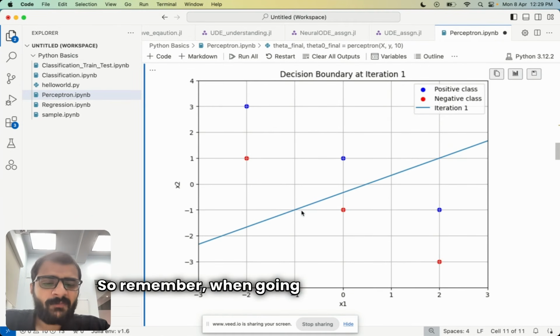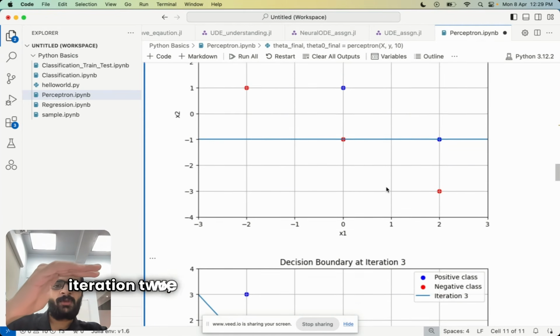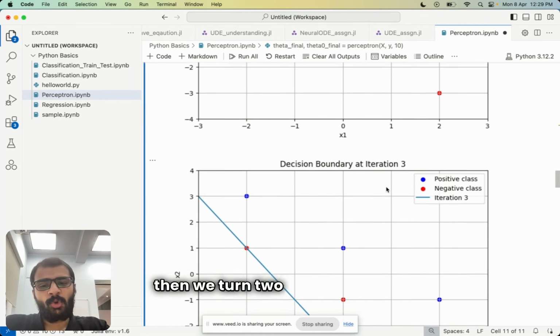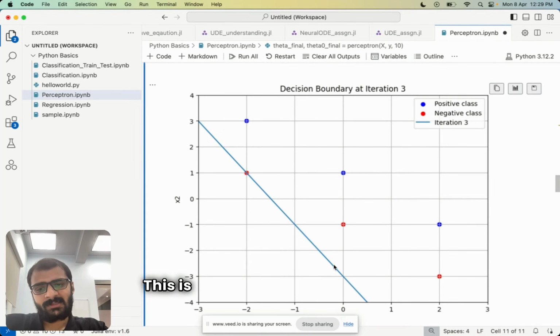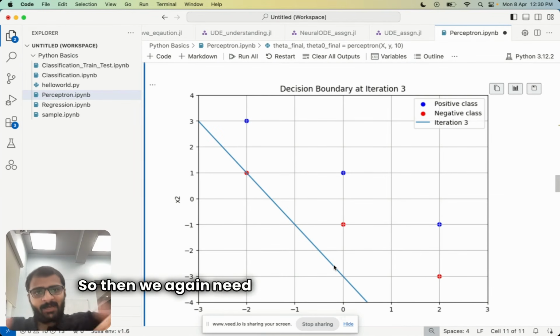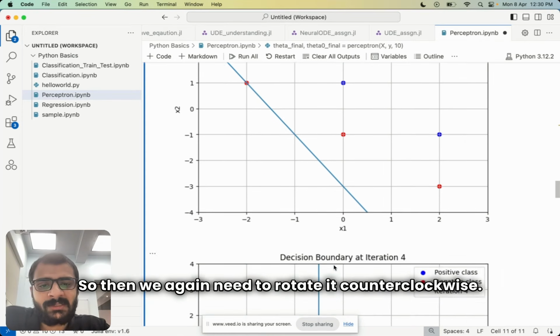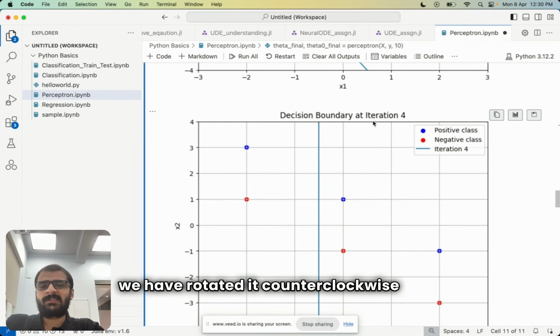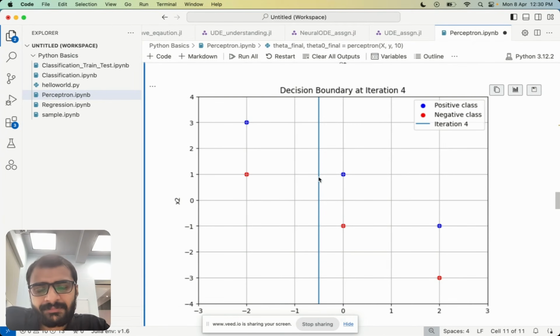So remember, when going from iteration 1 to iteration 2, we rotated the hypothesis clockwise, but then we turned it clockwise again here. This is going in the wrong direction. So then we again need to rotate it counterclockwise. Then you can see that in iteration 4, we have rotated it counterclockwise a bit, but there is an issue because it classifies many points incorrectly.